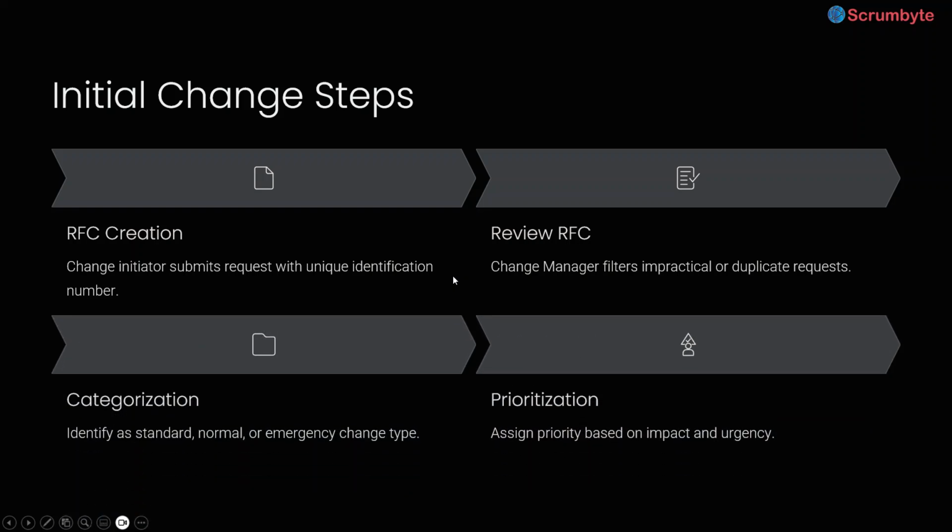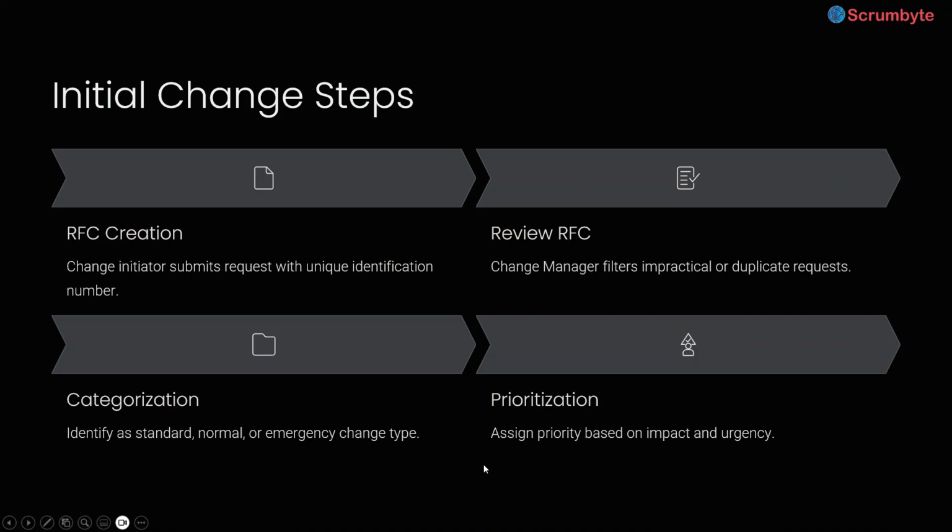Then you categorize the RFC, whether it's a standard generic one, it's a normal, or it's an emergency, what type is it? And then apart from all these things, you are going to attach some kind of a priority to this. So is it something that is an emergency that needs immediate response, or is it something that can take 3-4 days or 5 days and it can be taken care of? So these decisions are first done here by the initial change process steps.